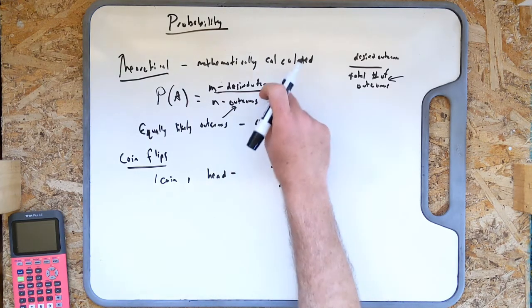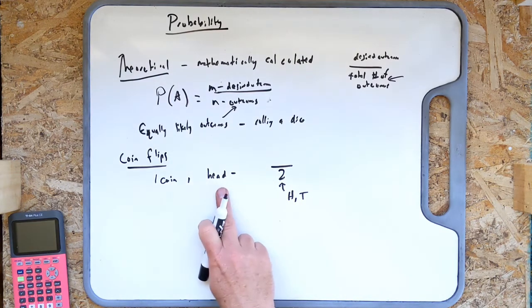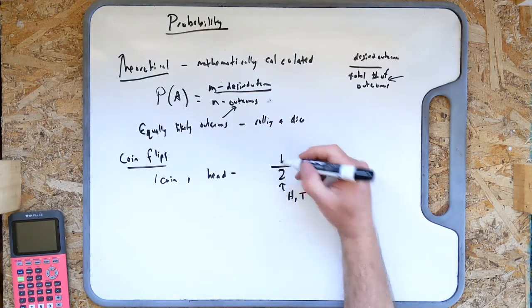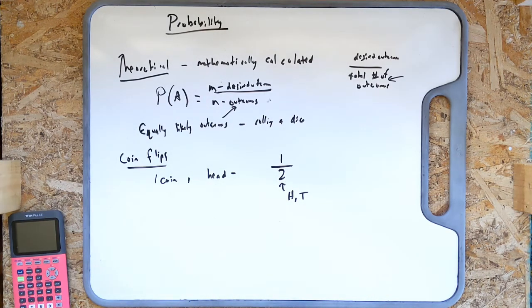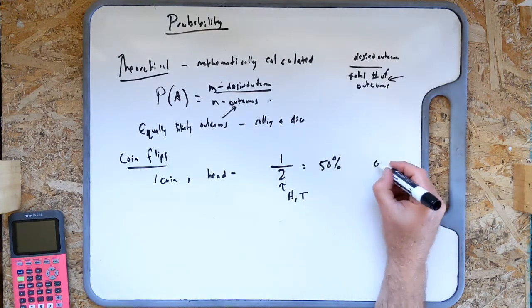And then on the top you have the desired outcome, which is your numerator. In this case, how many different ways could you get it? Your desired outcome is just a head, one possible outcome. So what is your probability of getting a head? 1/2, which is written typically as 50%, or if you want it between 0 and 1, 0.5.